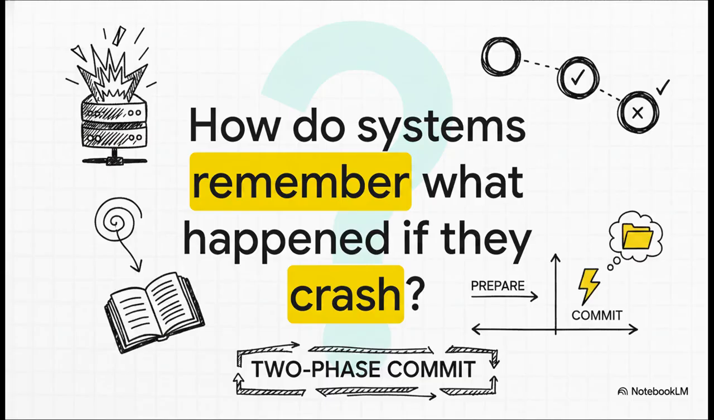Right? That's the big question. I mean, if the coordinator tells everyone to commit and then immediately crashes before it gets the final okay from everyone, how does it know the transaction was finished when it reboots? Or what if a participant crashes right after voting yes, but before it gets the final order? Let's see how logging solves this whole mess.